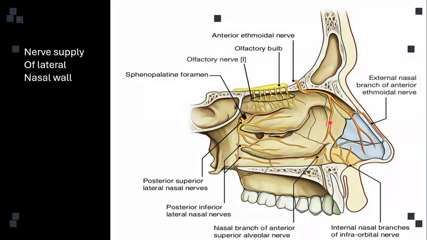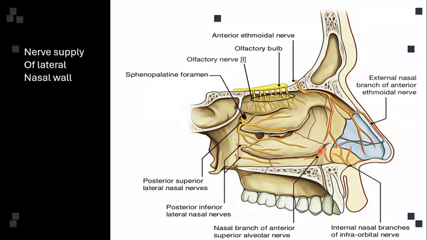What about the lateral wall? For the nerve supply of the lateral wall, we also divide it into 4 quadrants. The posterior superior quadrant is supplied by the posterior superior lateral nasal nerves, which come from the pterygopalatine ganglion. The posterior inferior quadrant is supplied by the posterior inferior lateral nasal nerves, which come from the greater palatal nerve. The anterior superior quadrant is supplied by the anterior ethmoidal, the internal nasal branches, especially the lateral nasal branches.